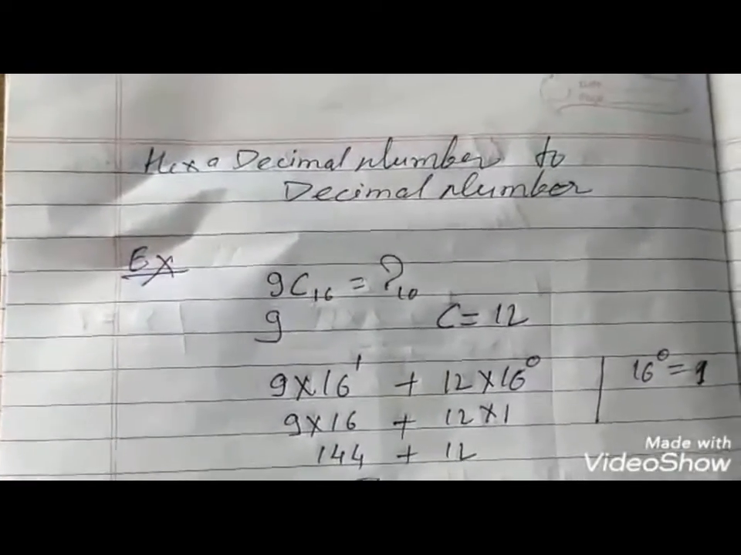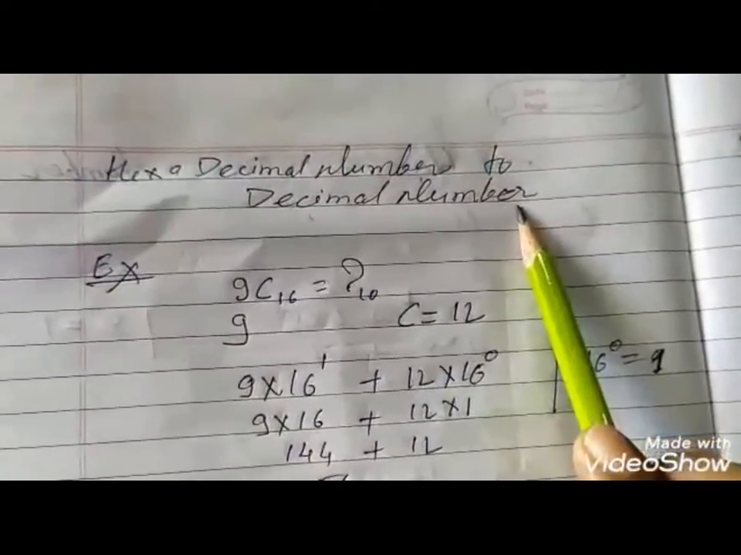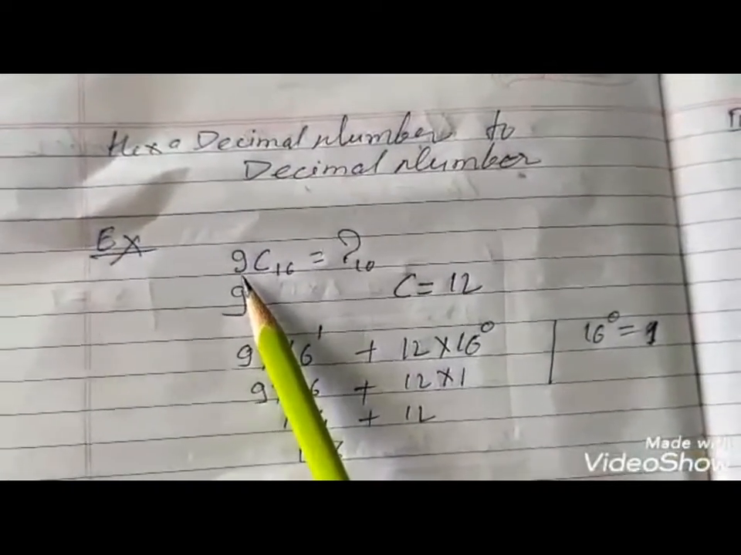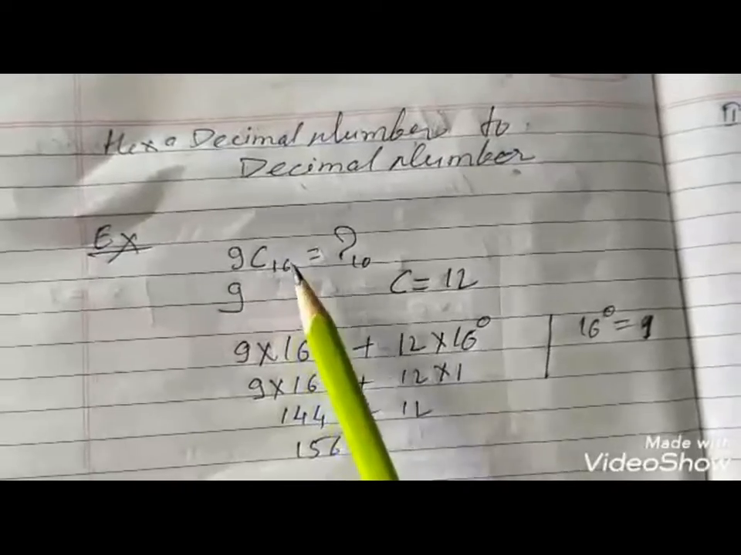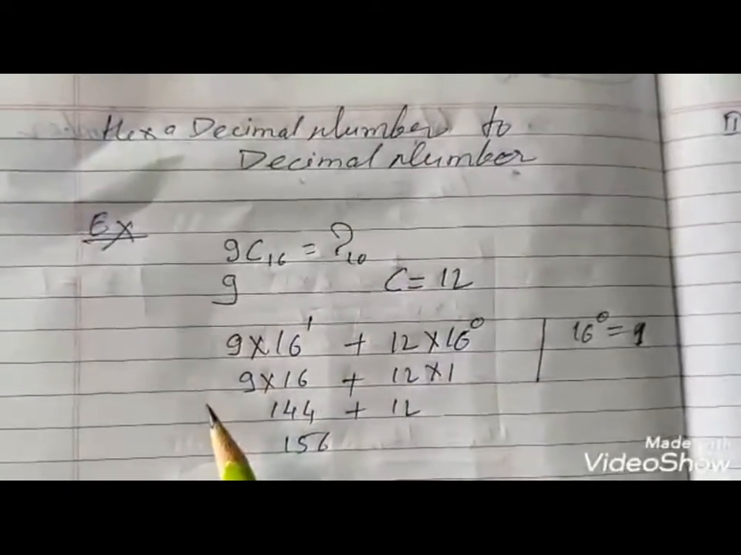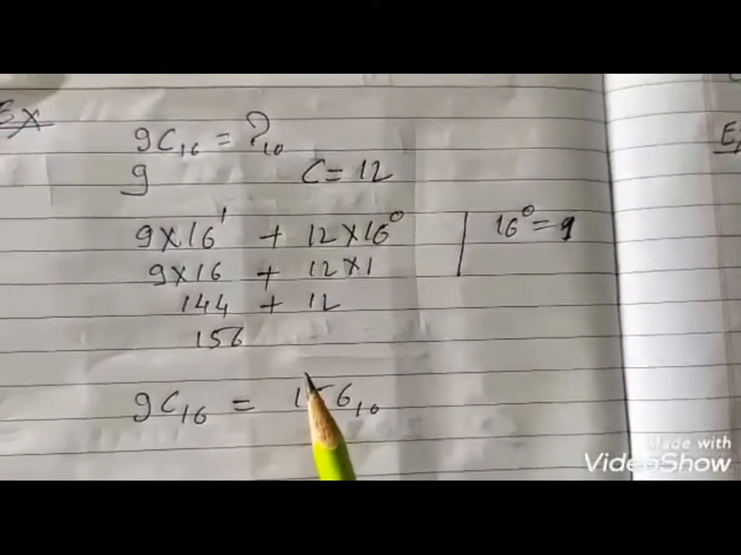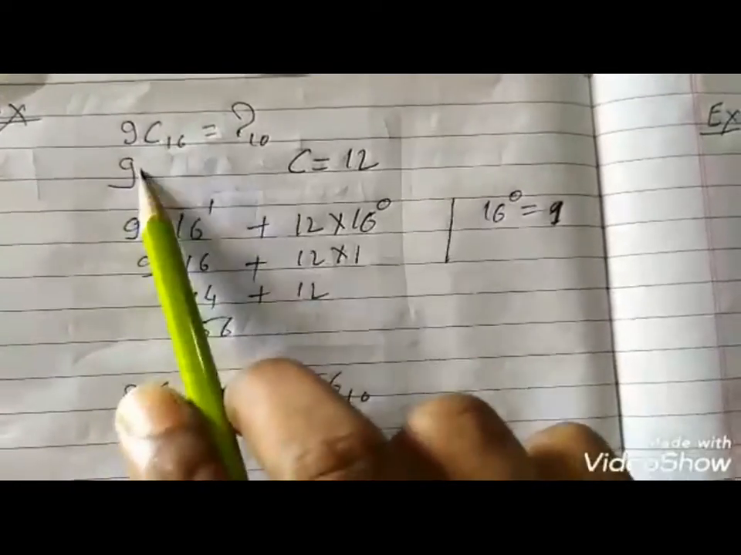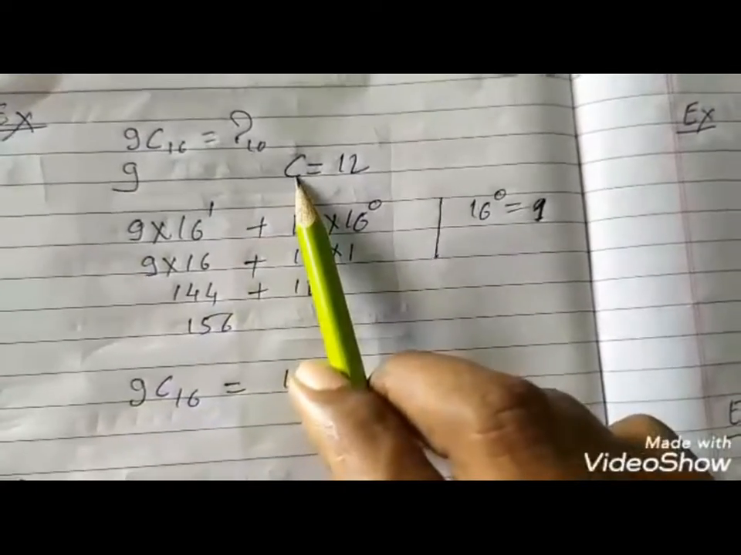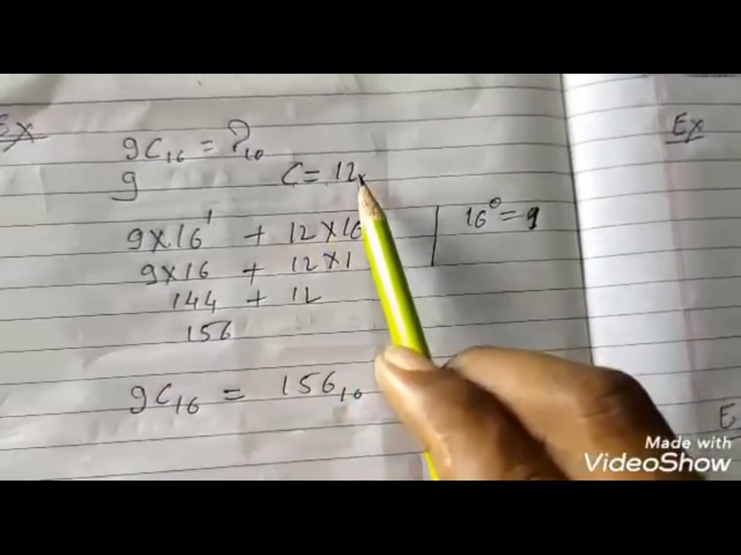Now next conversion, hexadecimal number to decimal number. Take example 9C base of 16, a hexadecimal number, convert into decimal number. Same method applies here also. Write the digits with space. So 9 and next is C. C is equivalent to 12.